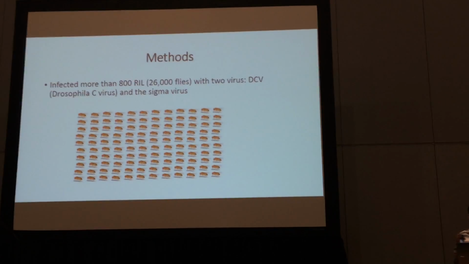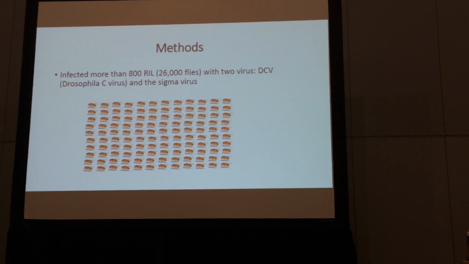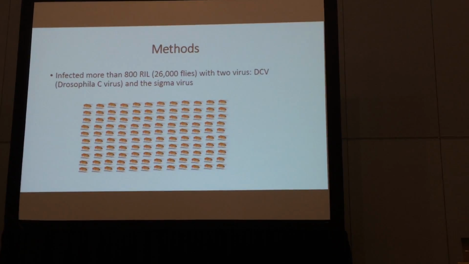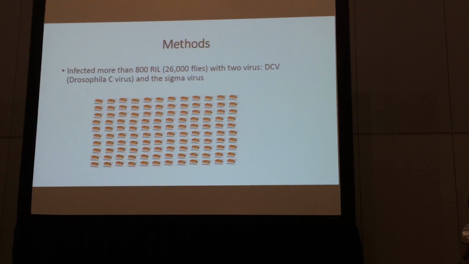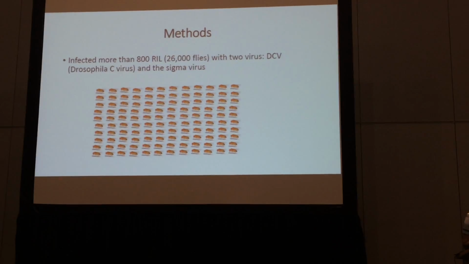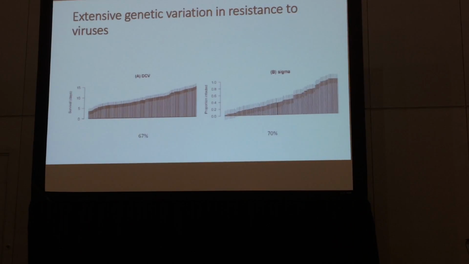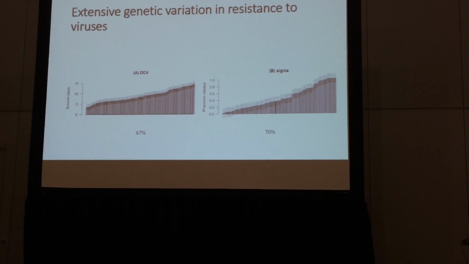We did 2 separate experiments: one for the Sigma virus, another for the Drosophila C virus. For each experiment, we infected more than 800 lines. For each line, we had 20 flies infected with the virus, so we infected loads of flies, more than 26,000. And here's what we found. We found a lot of genetic variation in resistance to these 2 viruses.